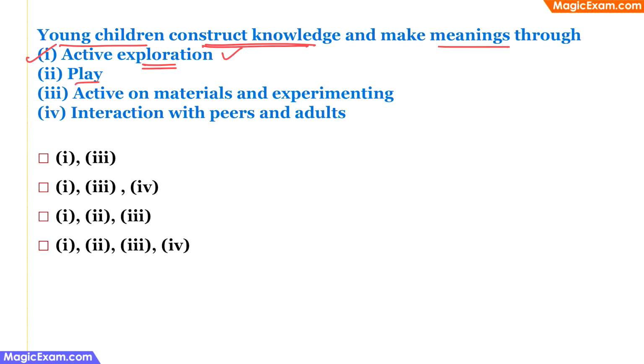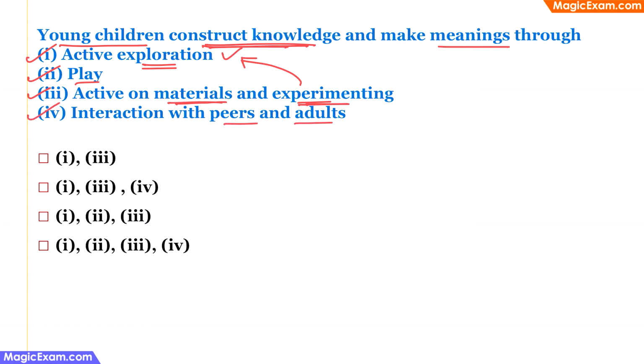Next, play. Play is definitely a very important way of interacting with peers, with other children, and learning a lot of things. Therefore, they construct knowledge through play. This is correct. Next, active on materials and experimenting. This is again very similar to exploration. Children will experiment with things that they have access to. They will experiment with a lot of material that they can access, and they will construct their knowledge through experimentation and active materials.